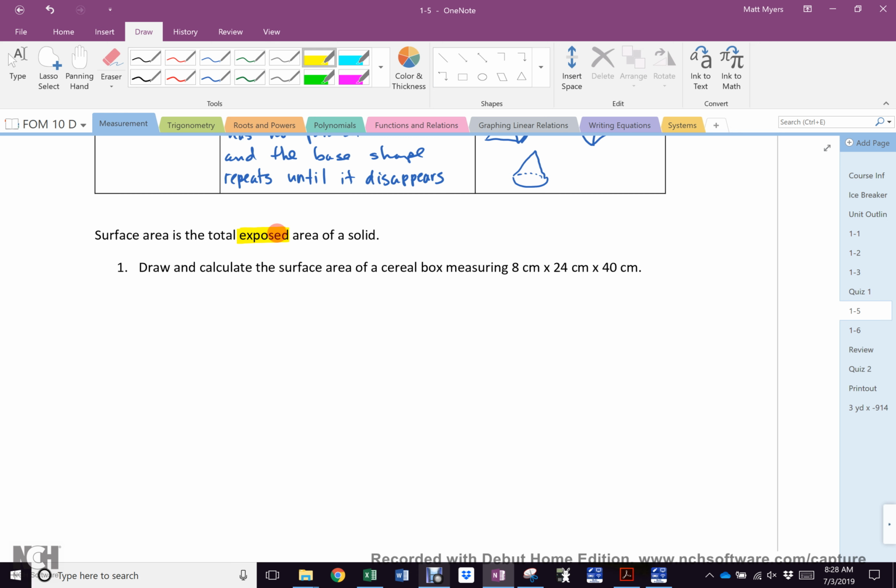All right, so let's talk about this. A cereal box. I want the surface area of a cereal box. So a cereal box is what shape?